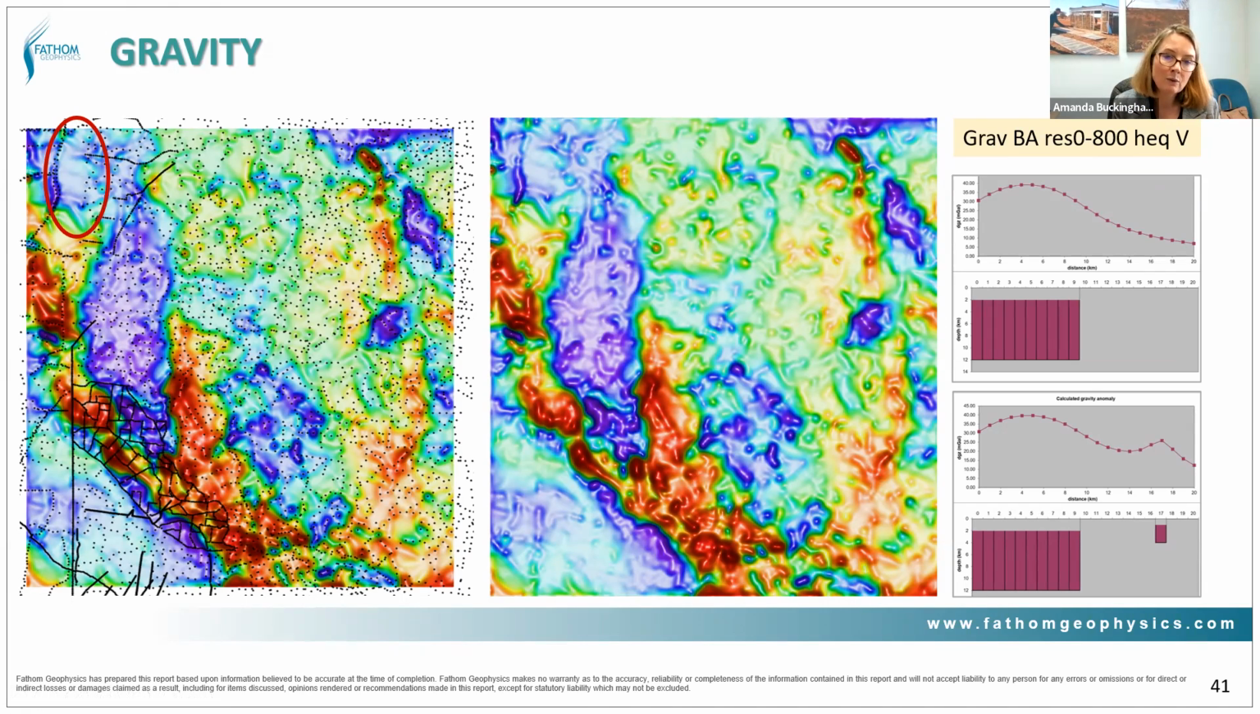Point being, always use the station layer as well as any filtered products that you've been given to interpret your data. And all you need to do, there's no issue there, you just need to assign a lower confidence to that particular area. And so any interpretation and any targeting methodology would have a high uncertainty assigned to that particular area.